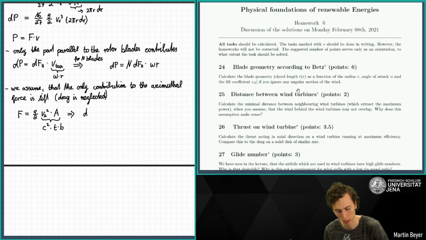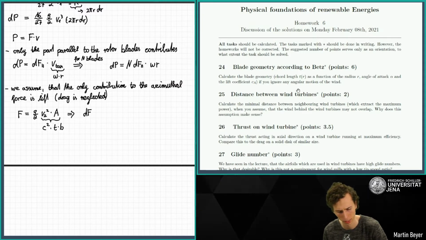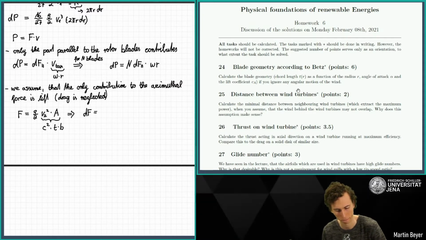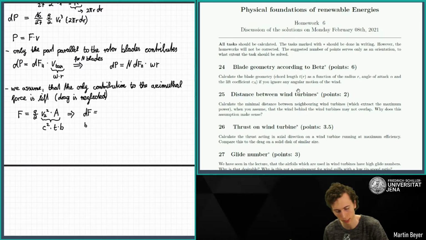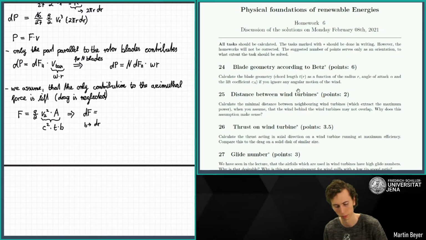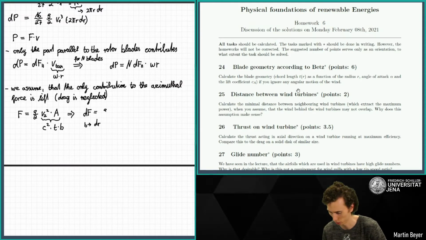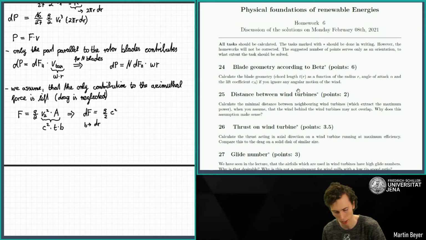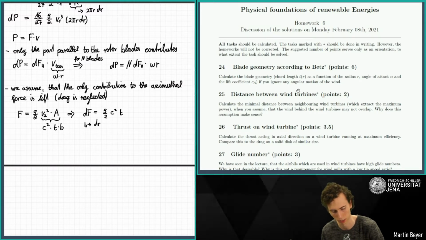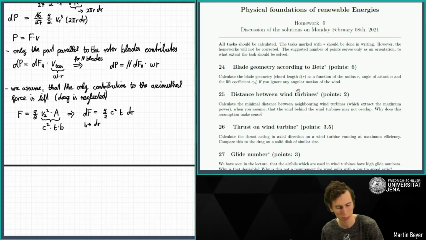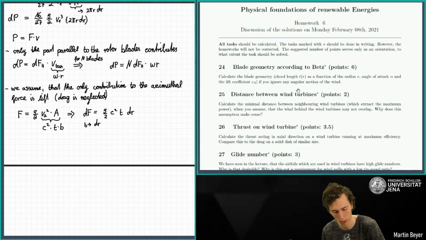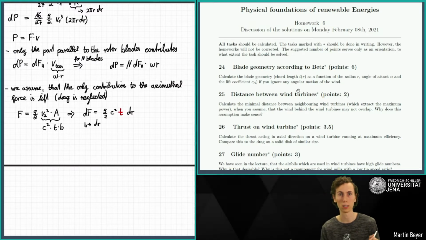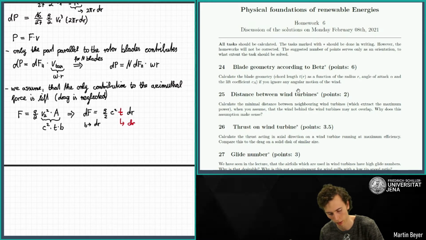So let's write this infinitesimally. We can see that by replacing b with dr, it looks like this here. So rho over 2 is the same, c squared times t times dr. And this t here, maybe we should highlight this a little bit. This t is the chord length, and this is the quantity that we want to find. So t is the chord length.